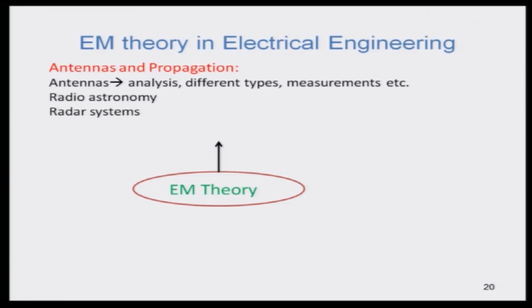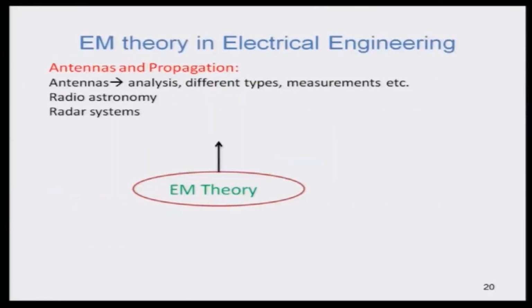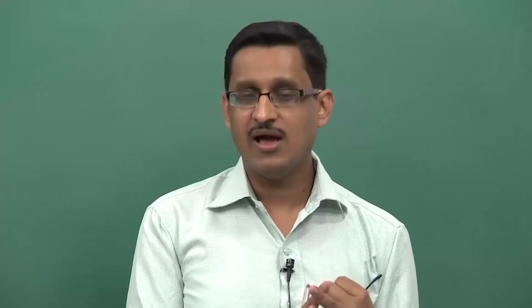What we study there is what an antenna is, how we analyze it, what the different types of antenna are, what the different types of measurements are that one has to perform on an antenna, and how they are justified by electromagnetic theory, radio astronomy and radar systems. So, I hope that everything we have talked about so far gives you a basic idea that electromagnetic theory is very important, it is indispensable to electrical engineering, and a good knowledge of electromagnetics will take you far and wide into different areas of electrical engineering.